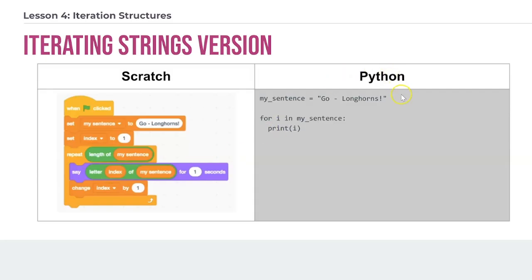In Python, the for loop is actually built to automatically go through the letters of a string if that's the way you set it up. So you can create a string, and then in here, for your for loop, you would say for i in my sentence, which is the name of your string here, print i, and i will actually take on each letter.